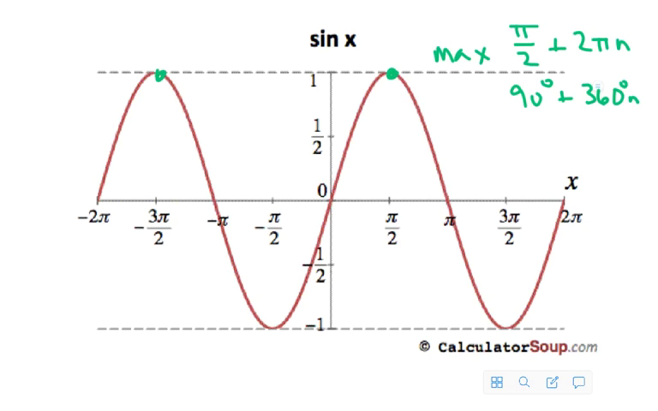The minimums also occur at some pi over 2's. But the first place it hits, if we go from left to right, is at 3 pi over 2. And then it's not going to hit again for another period. This is the same as saying 270 degrees plus 360 n.